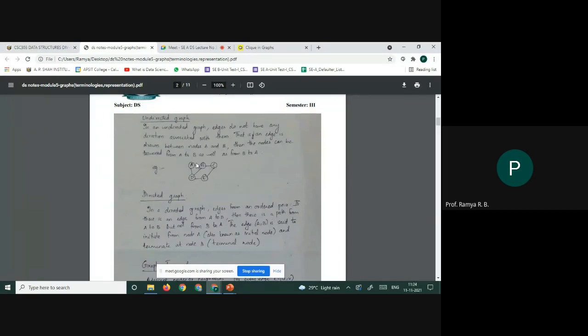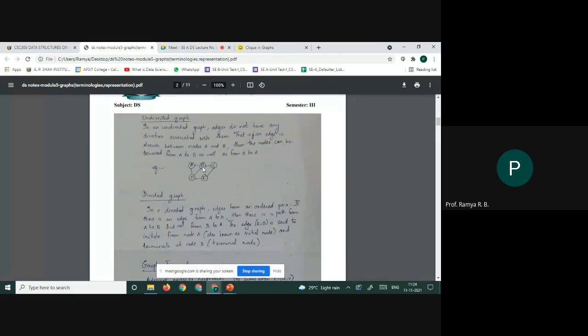Say there is an edge from A to B. Sorry, I cannot annotate on this PDF, I'm just showing it like this. So there is a directed edge from A to B, and there is a directed edge from D to B, like this. What is the in degree of B? In degree of B is 2, because there is a directed edge from A to B and D to B. And suppose there is a directed edge from B to C. What is the out degree of B? Out degree of B is 1.